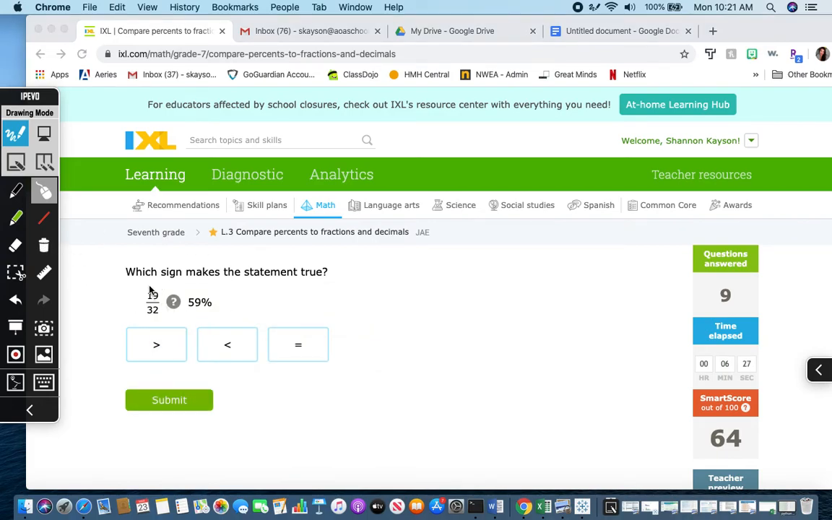So again, with these problems, these are not nice denominators. Use a calculator. 19 divided by 32. Compare that to 59% or 0.59, and then you should be able to compare the two. Okay, I hope that helps.